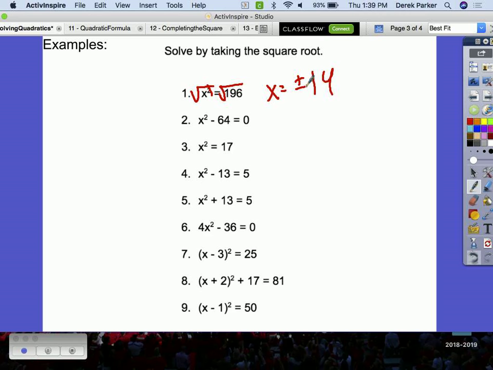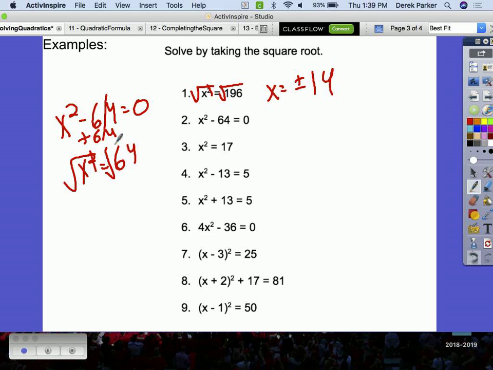x squared minus 64 equals 0. Add 64 to both sides and I get x squared equals 64. Take the square root of both sides and I get x equals positive or negative 8.